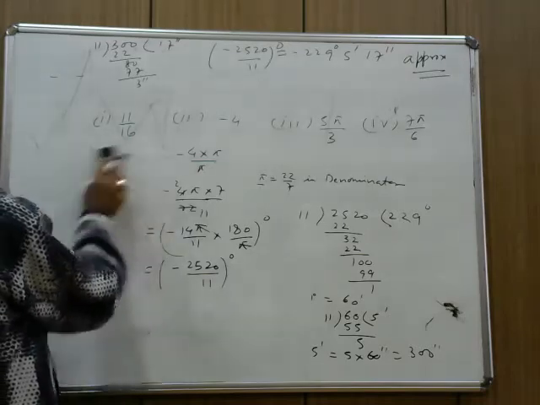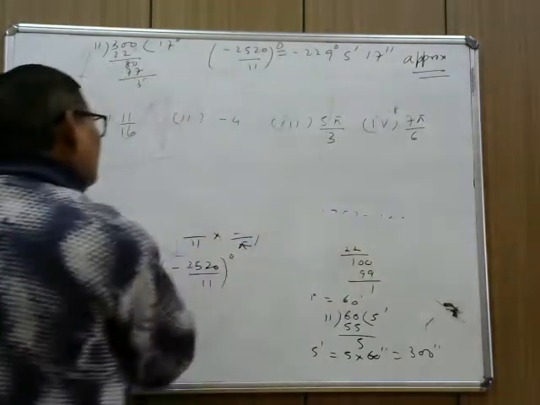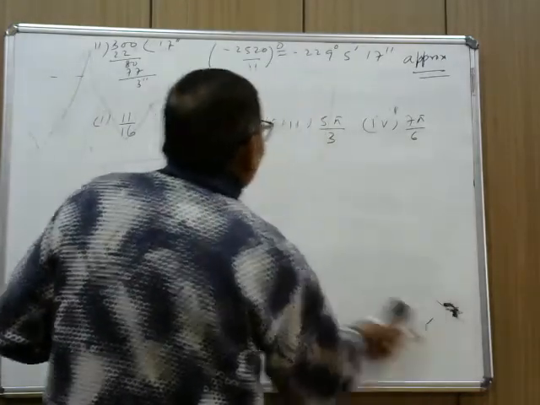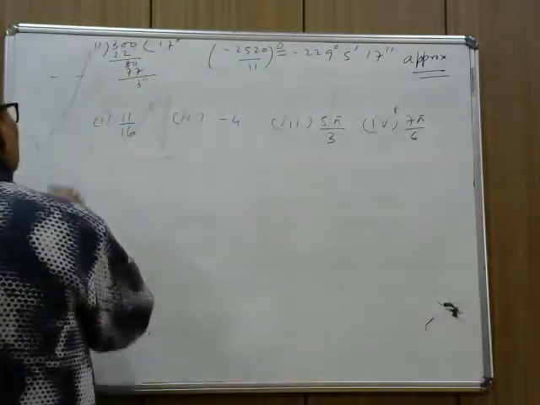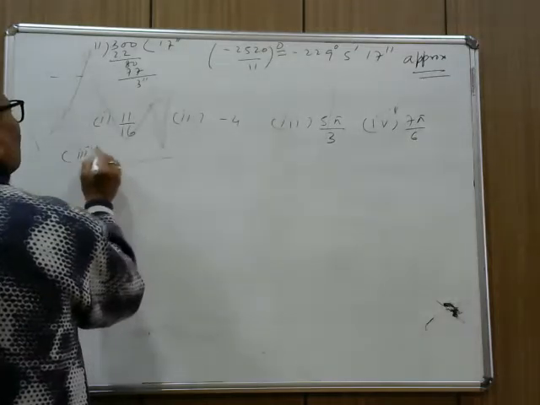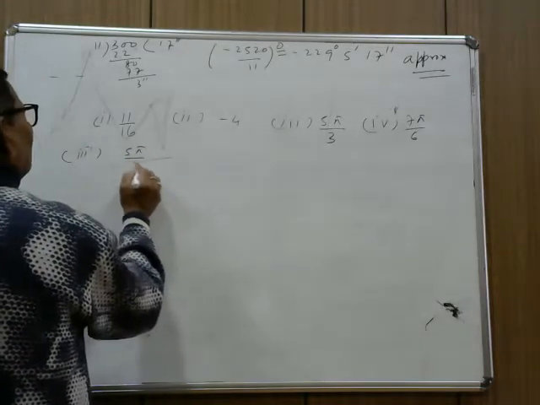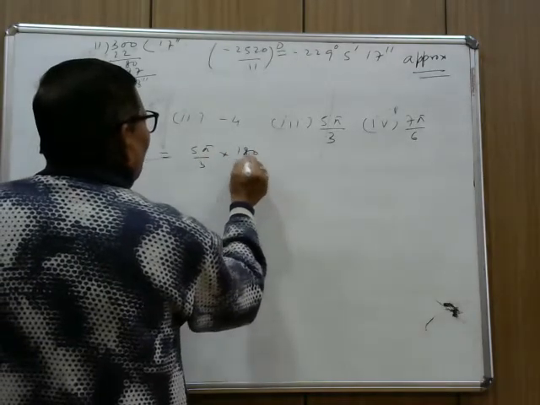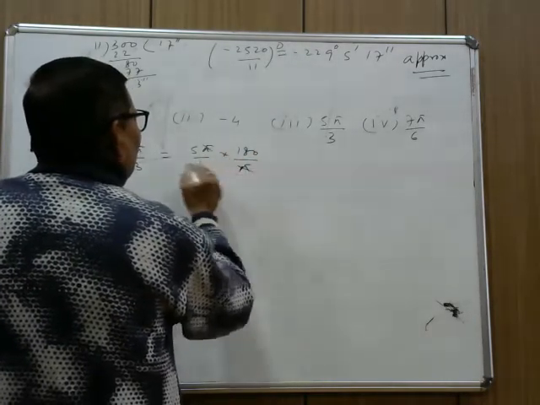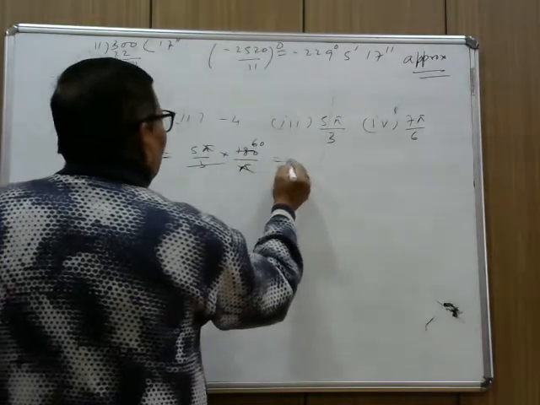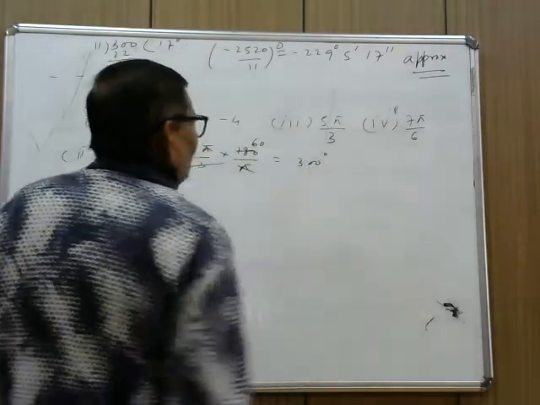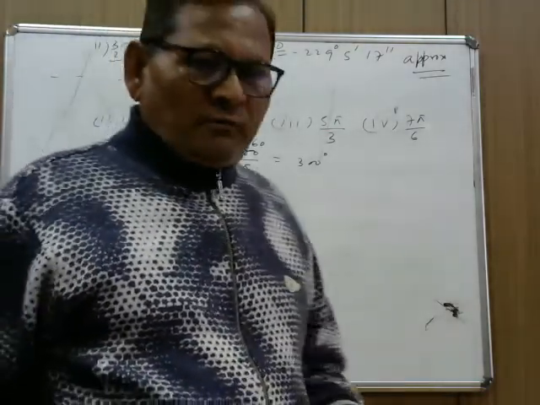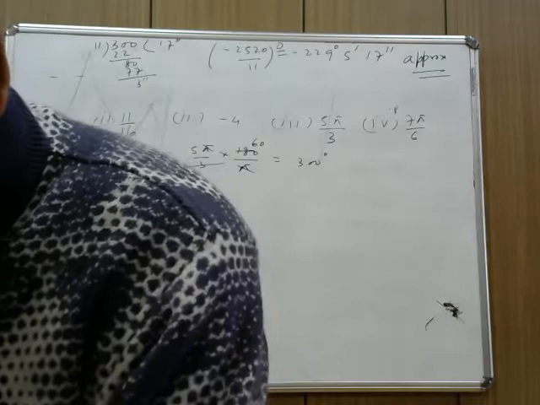So similarly you can do your third and fourth parts, and in the third and fourth parts there is no change, so you have to do it directly. How will you do the third? That is 5 pi by 3 multiplied by 180 upon pi. Pi and pi will be cancelled. 60 times 5 is equal to 300. So this is equal to 300. In the same way you can do your fourth part, do it yourself. Now second question.